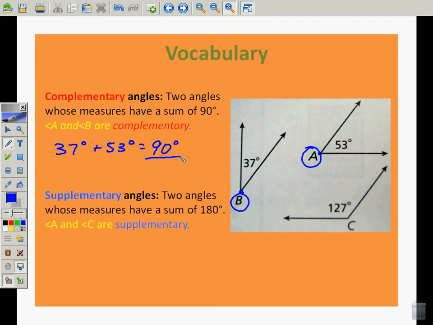Supplementary, they add up to 180. So let's look. If we take some red here and we look at angle A and C, it's named because of its vertex. We have 53 plus 127, and that's going to be 180 for us. These are good things, 180 degrees.